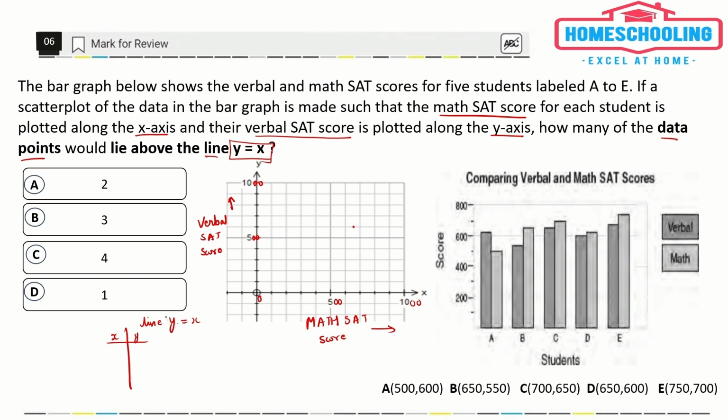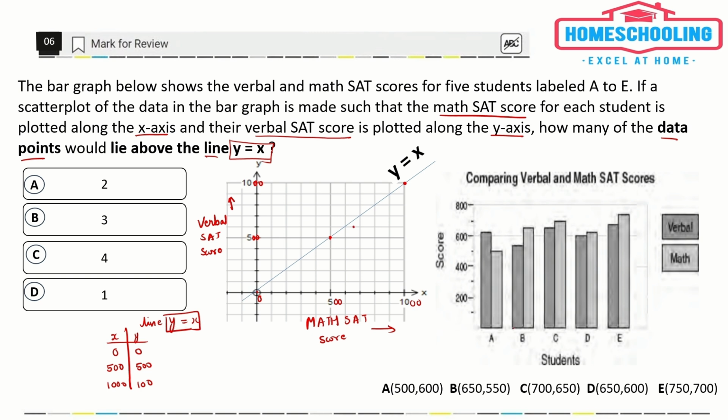So now we have to draw the line, and the equation of the line is y is equal to x. So if we take the value of x is equal to 0, y would also be 0. If we take x is equal to 500, then y would also be 500. And if we take x as 1000, y would be 1000. So this is going to be the line. So 0, 0. Then 500 and 500, where x and y value is 500. And then if x value is 1000, then y value is also 1000. So this is the straight line where y is equal to x.